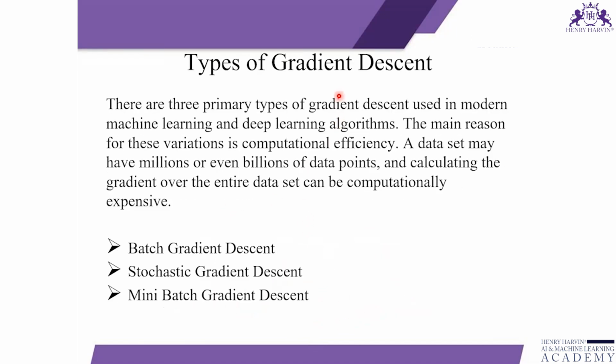Now, when we talk about gradient descent, there are three primary types of gradient descent that we use in modern machine learning and deep learning algorithms. A data set may have millions or even billions of data points, and calculating the gradient over the entire data set can be computationally expensive. So: batch gradient descent, stochastic gradient descent, and mini batch gradient descent.